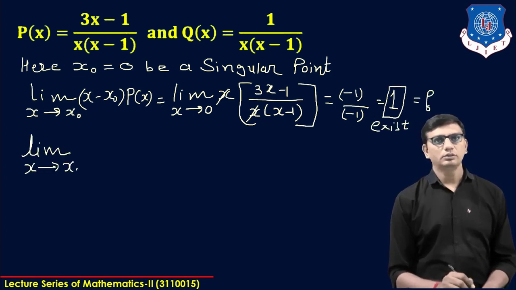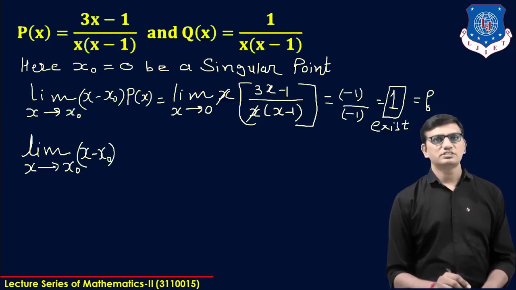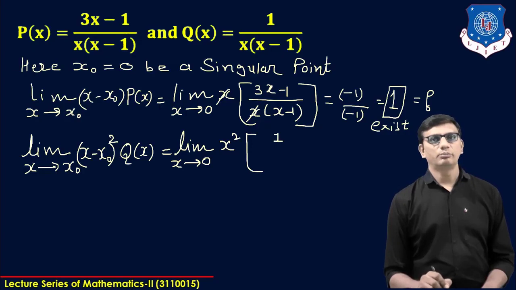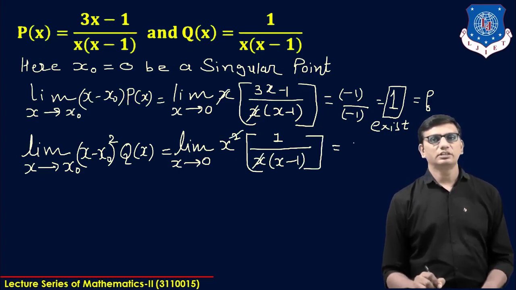That means now limit x tends to x0, x minus x0 square into qx, that is equal to limit x tends to x0, x square into 1 upon x into x minus 1, x cancel, then finally after putting the limit we get 0, which is our q0, and it also exists.